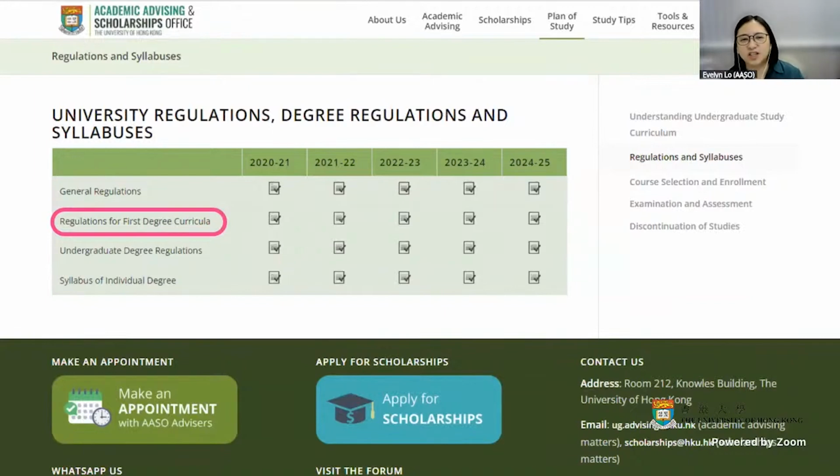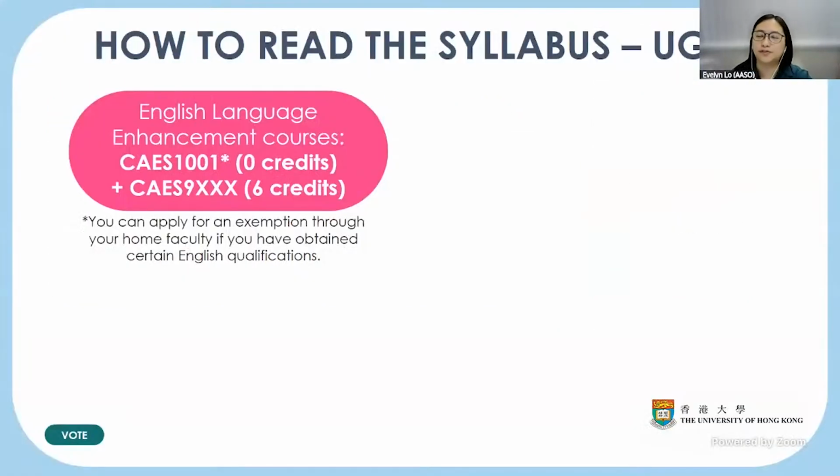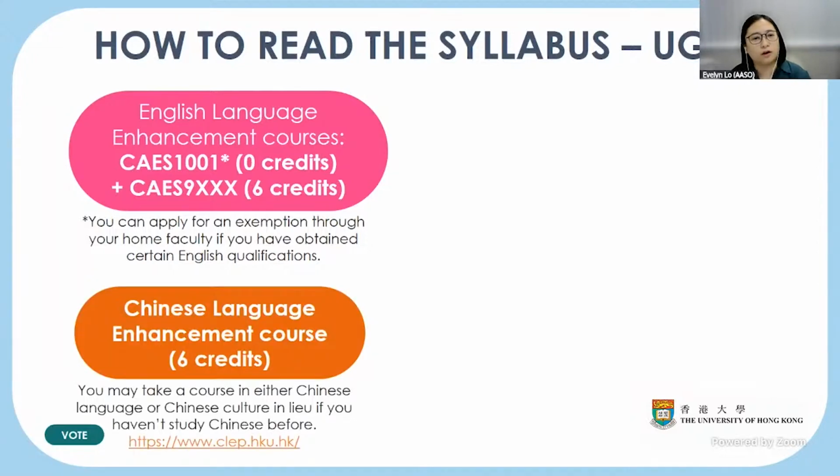So what is included? You have to do the 240 credits or 300, depending on your curriculum. And also, you will have to do English enhancement courses that include the CES 1001, which is non-credit bearing, and CES 9000-something, which depends on your discipline. You could apply for exemption through your home faculty if you have obtained a certain level of English qualification for the CES 1001 course. And you also have to do a Chinese enhancement course.